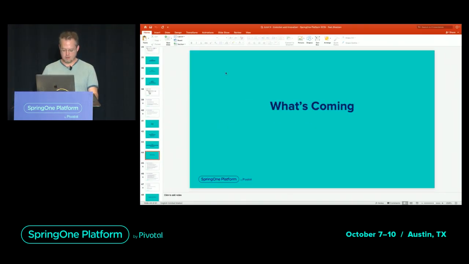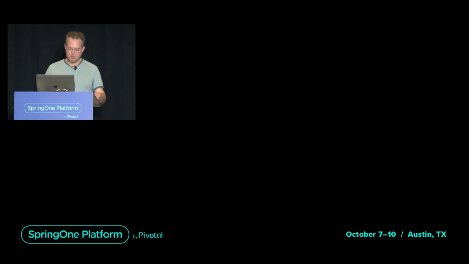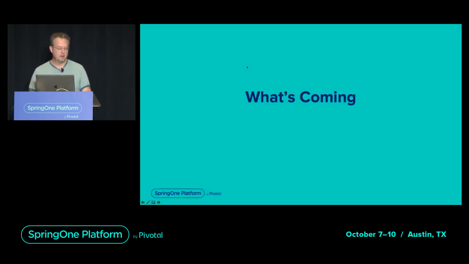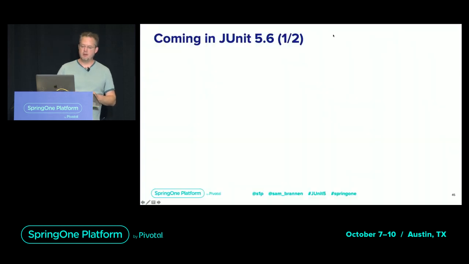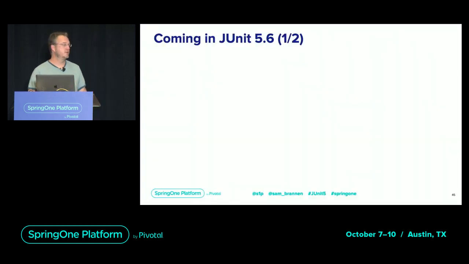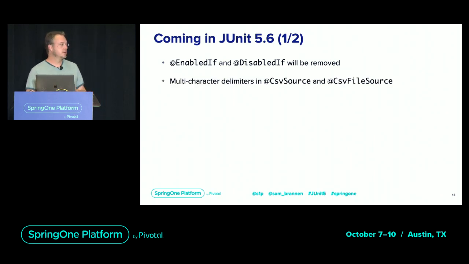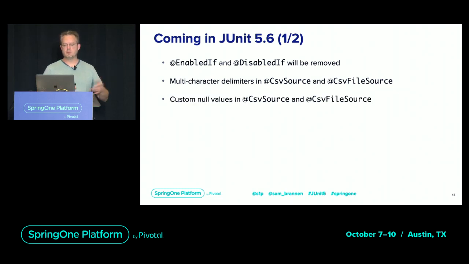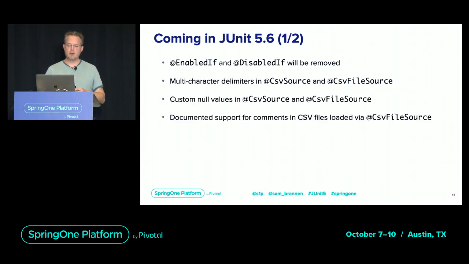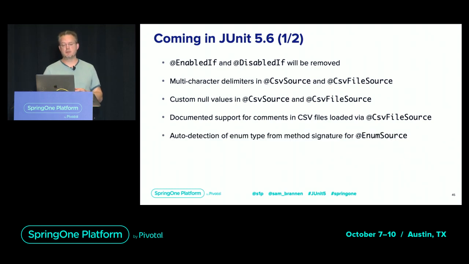Okay. So what's coming? That's what we've got to date and coming up. In 5.6, we're working on JUnit 5.6 right now. Those two script-based annotations for enabled if and disabled if, those are already gone actually. We have multi-character delimiters for CSV source and file source, and some support for custom null values in those as well. Improved documentation for using comments in those.